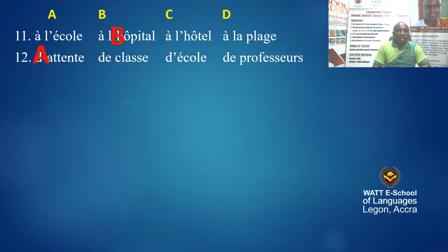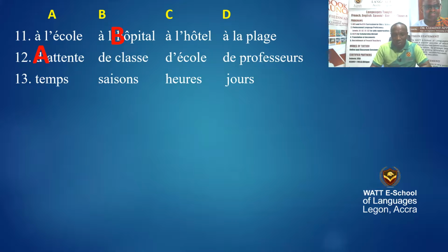Number 13. Temps, saison, heure, jour. So here you say vers 10 heures, around 10 o'clock. So the correct one is C. Temps means weather, saison means season, heure means o'clock, and jour means day.